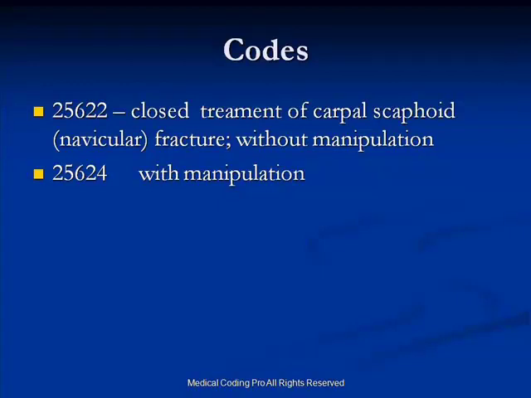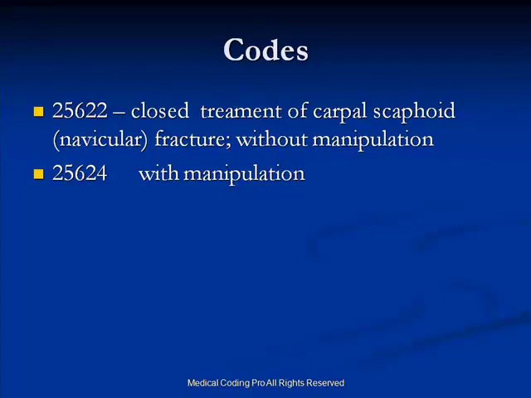The physician treats a scaphoid fracture of the wrist without open surgery or manual manipulation in 25622. Separately reportable X-rays confirm the position and the alignment of the bone. In 25624, manipulation of the bone is required. The patient may require anesthesia.